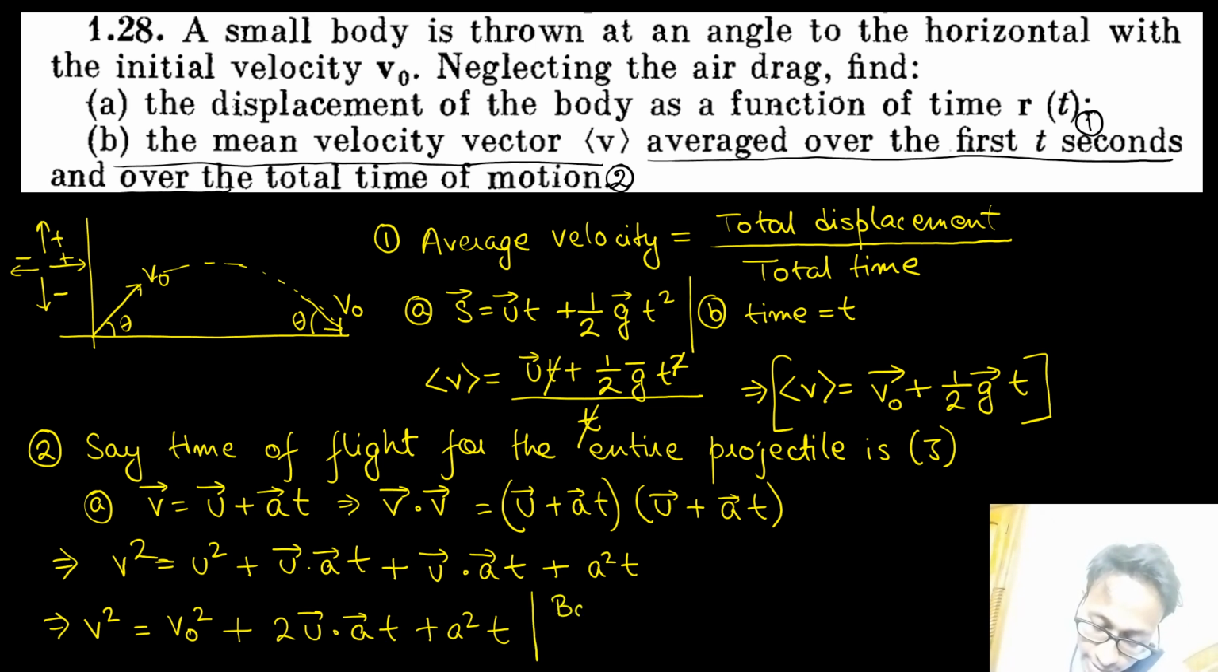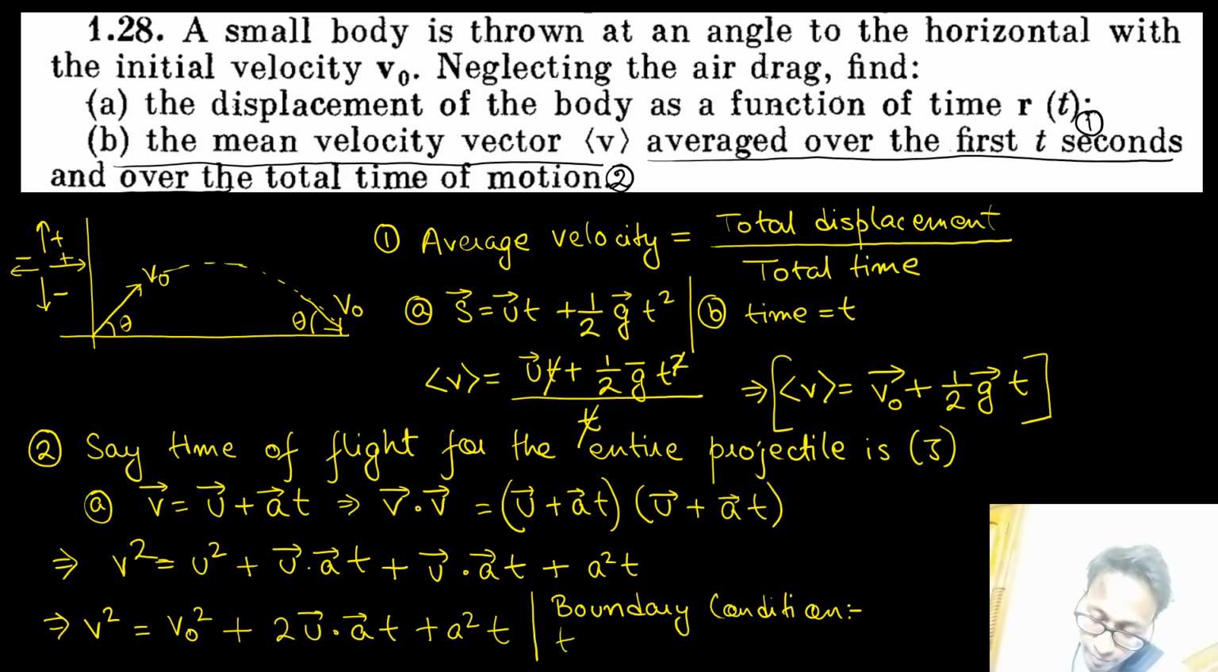Boundary condition. At the start of the projectile, at time t equals 0, the velocity of the projectile is v naught. As the projectile goes out and hits the ground at the end, what is the velocity of the projectile? V naught. So at time t equals tau, the velocity of the projectile is v naught.